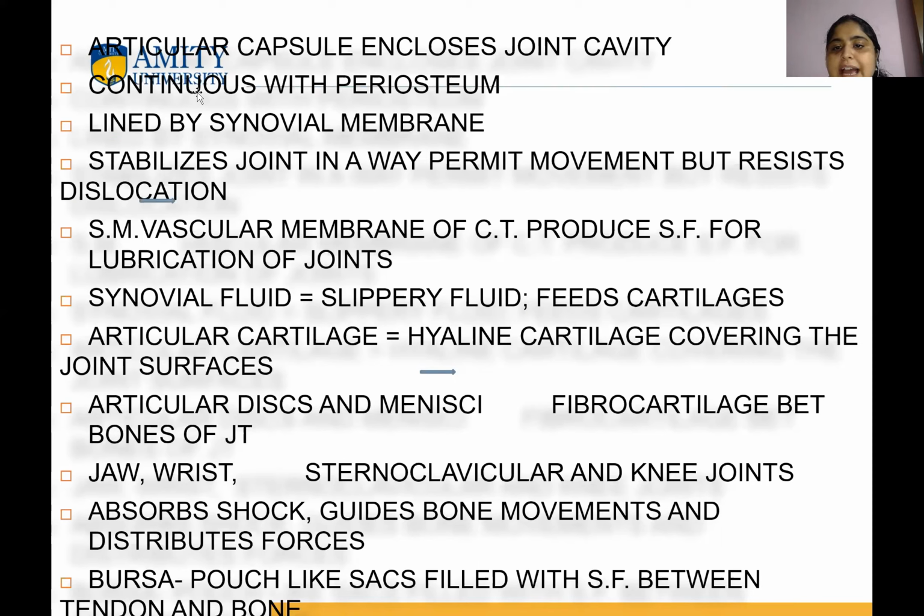Articular cartilage is hyaline cartilage which covers the joint surfaces. Articular discs and menisci are fibrocartilaginous and lie between the bones of a joint, such as the jaw, wrist, sternoclavicular and knee joints. They absorb shock, guide bone movement and distribute forces. Bursa. What is a bursa? It is a pouch-like sac filled with synovial fluid between the tendon and the bone.